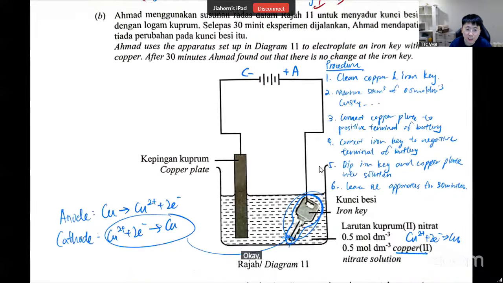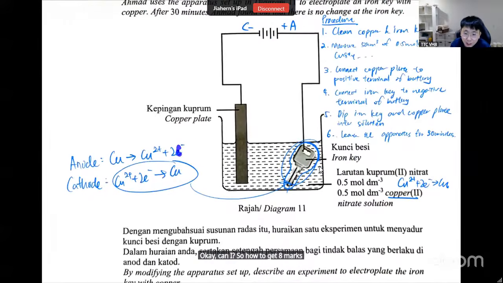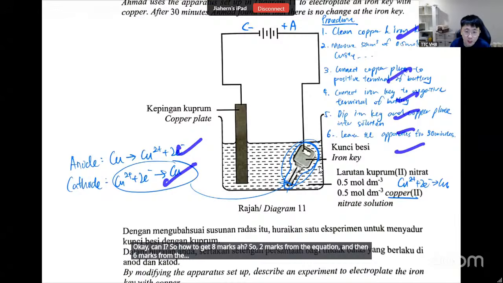Okay, guys, just like this. So how to get 8 marks? 2 marks from the equation and then 6 marks from the procedure.